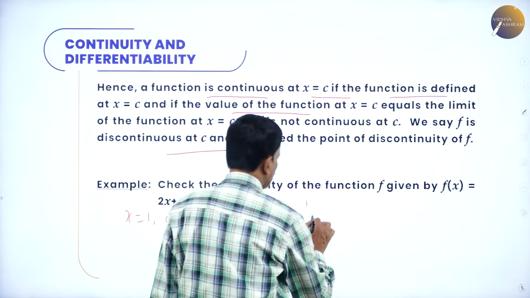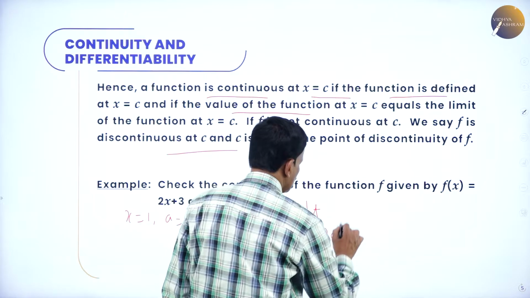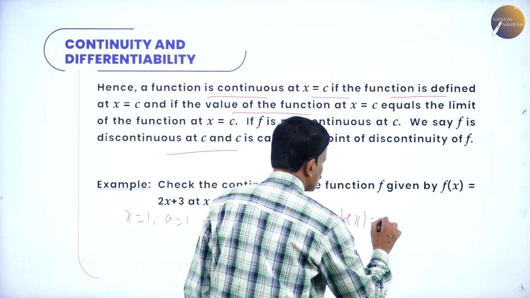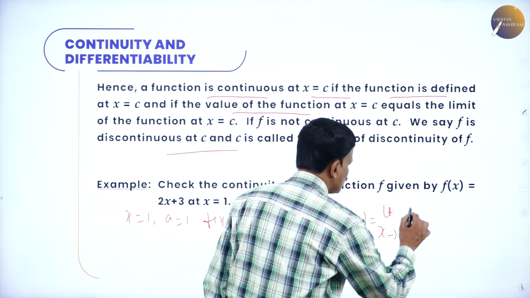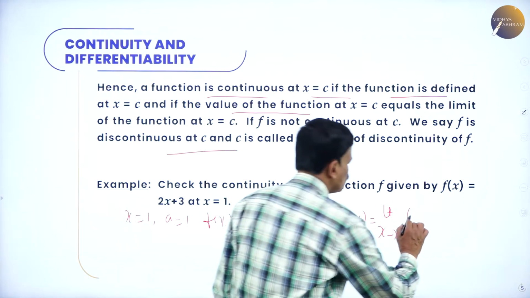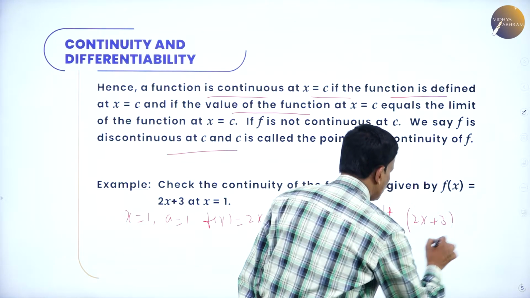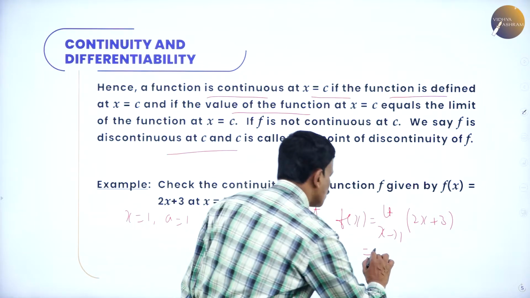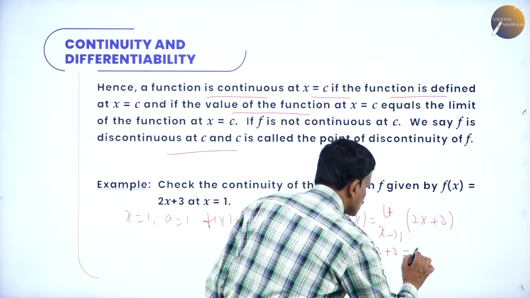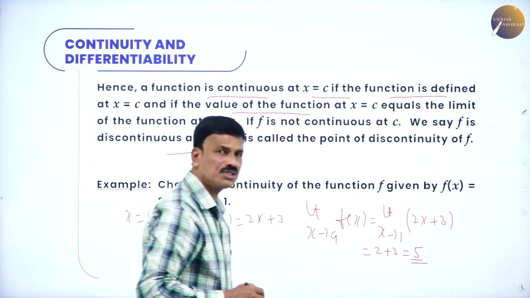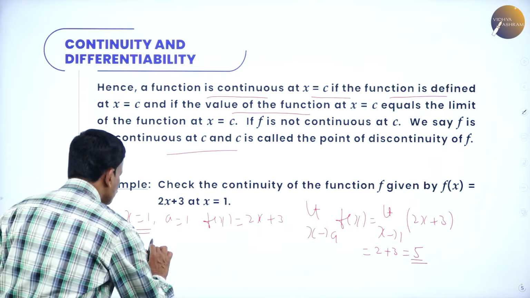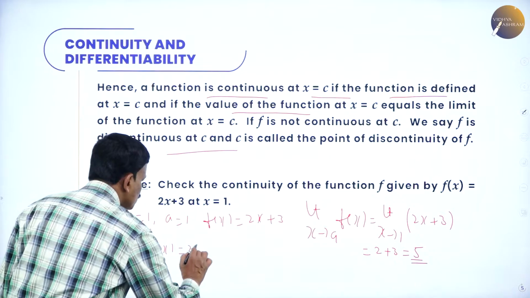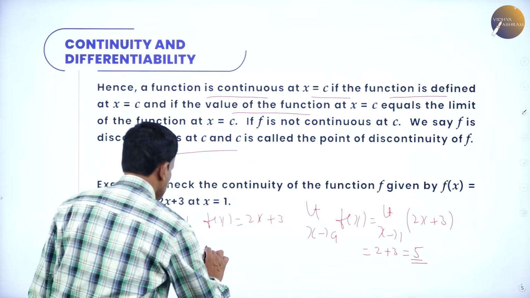Now find out the limit. So limit x tends to a of f of x is equal to limit x tends to 1, since a is equal to 1, and f of x is equal to 2x plus 3. Substitute the value x is equal to 1: 2 into 1 is 2, plus 3 is equal to 5. The value of the limit is equal to 5.